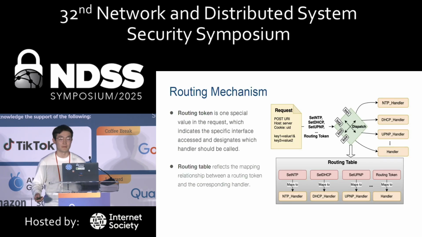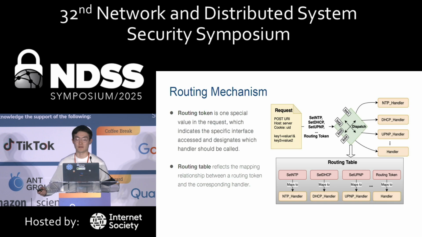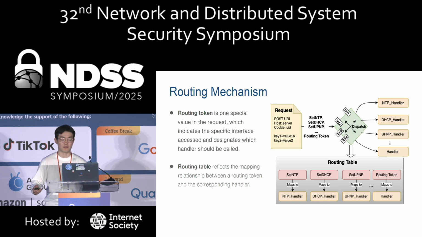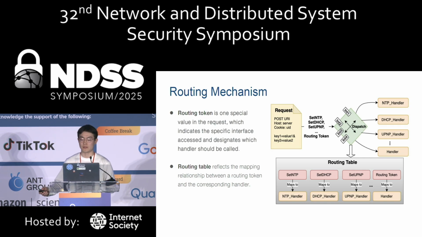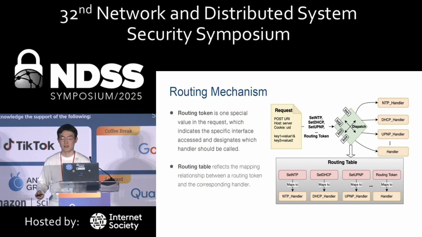The firmware manages interfaces through handlers. A routing mechanism parses interface requests and directs data to the correct handlers based on routing tokens in the request. These tokens, each corresponding to a specific interface, form a routing table that defines the routing rules. The figure illustrates how routing tokens direct requests to the appropriate handlers.